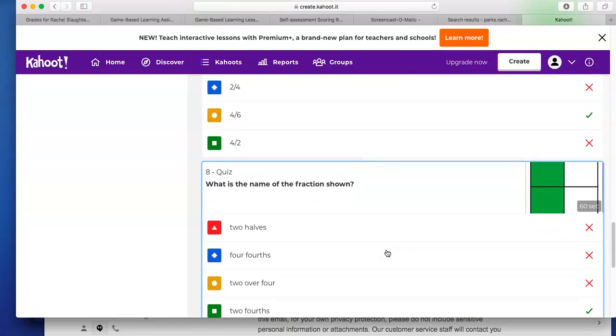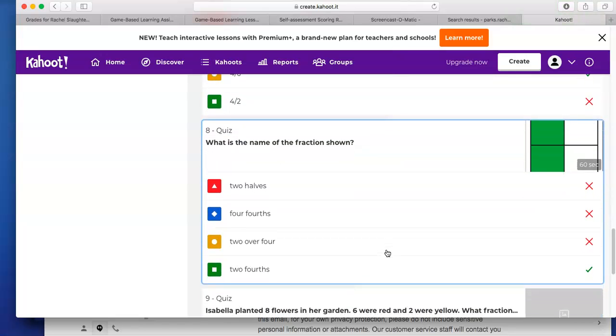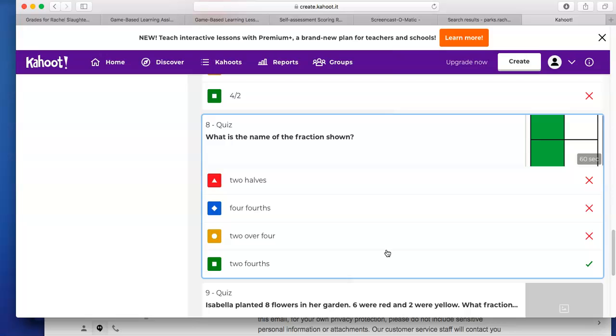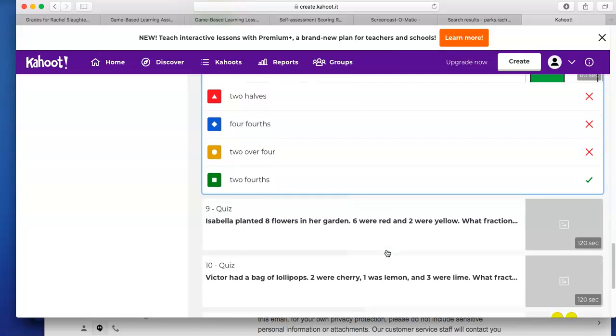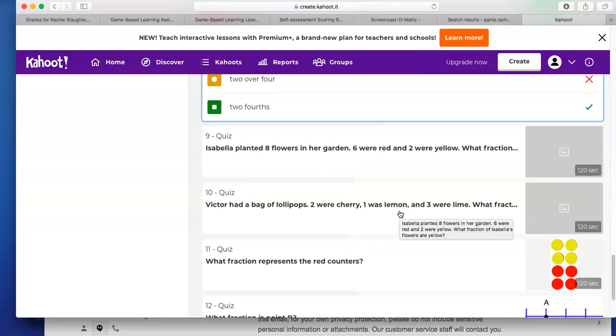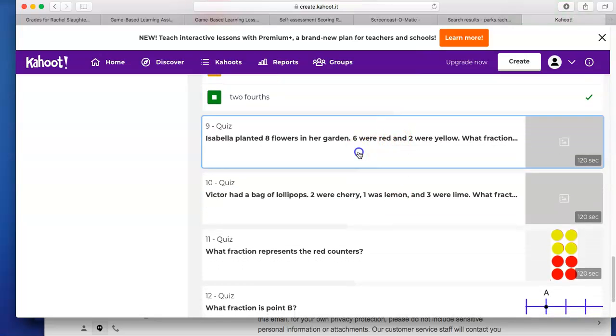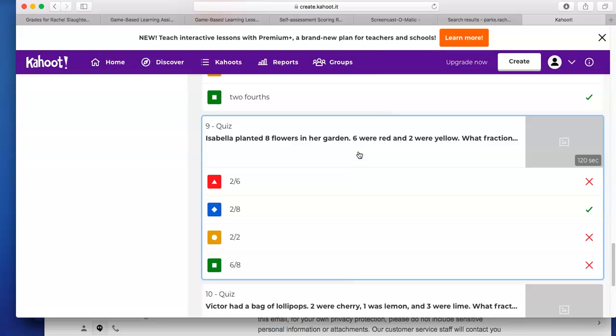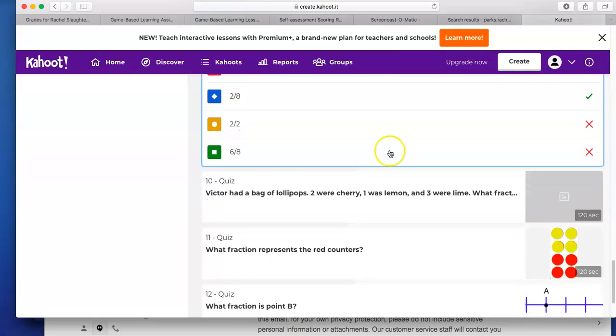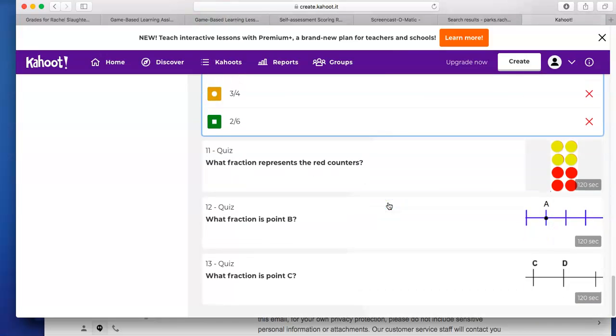And then I talk about what is the name of the fraction shown. So in the classroom, we've really worked on discussing the language for fractions, because that is difficult. I put in 2 word problems. So I have 2 real life word problems, and they are kind of long, so I did give them 2 whole minutes to complete that. And I did 2 of those.